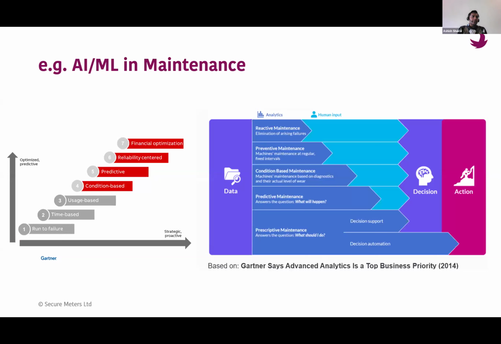Usage based means your car company says when you run 10,000 kilometers, come and do the servicing. Time based, they say if you run for 6 months, then you have to come and do the servicing. But suppose you get a choice: rather than time based and usage based, you do the maintenance based on condition. If you know whether your vehicle really requires maintenance or not, based on the condition of your assets or your vehicle, then you are going up in your maturity model.